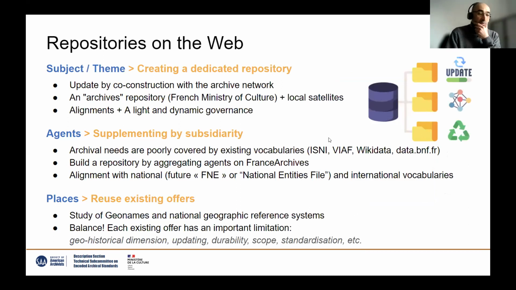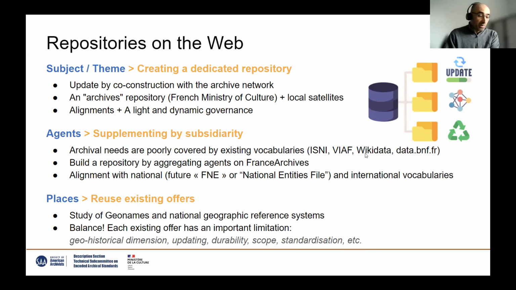The group explored different tracks according to the vocabulary. For subject and theme vocabulary, French archivists wish to update the dedicated repository, supported by a light and responsive governance. For agents, the orientation is twofold: align to worldwide vocabularies, and contribute to a future French national vocabulary by building a specialized archive repository from aggregating agents on FranceArchives.